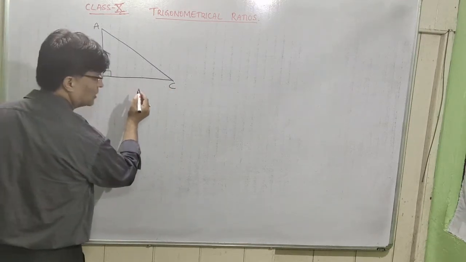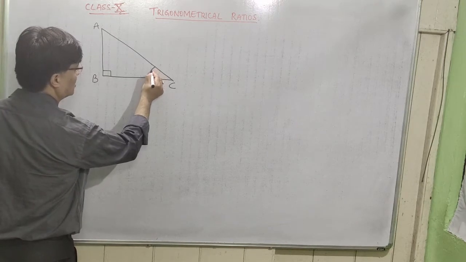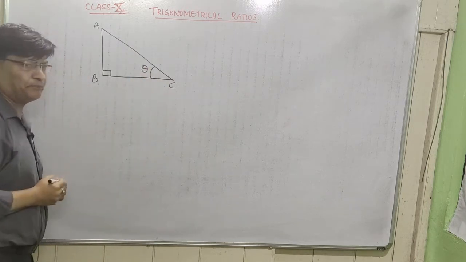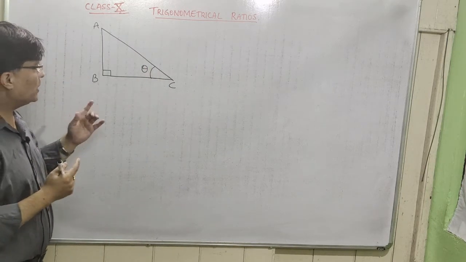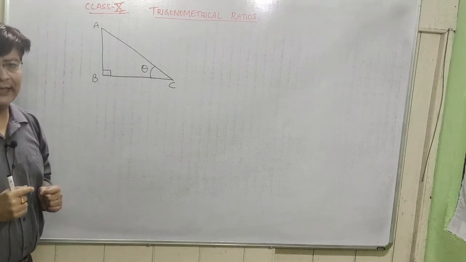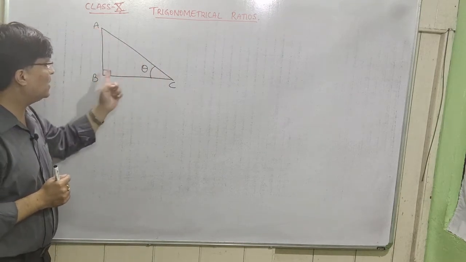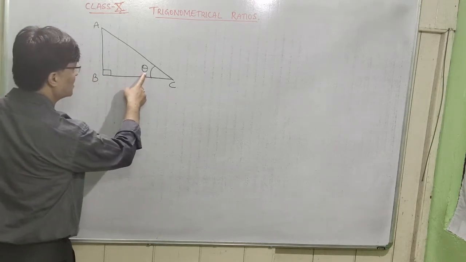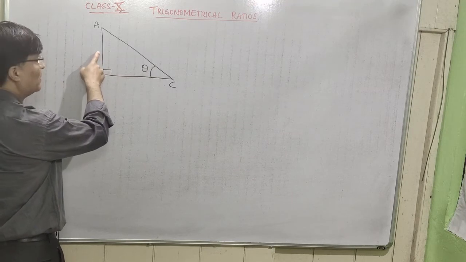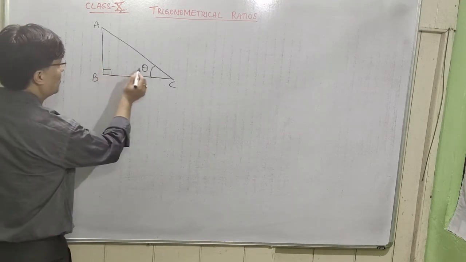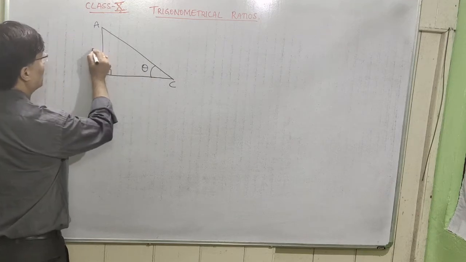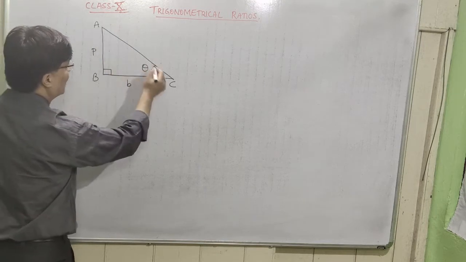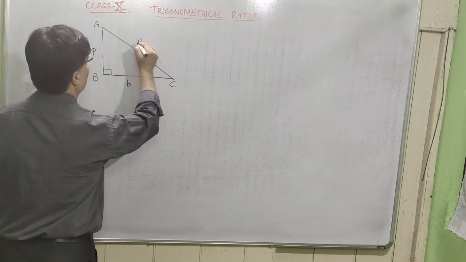Let us consider one of the angles. Let us consider this angle as theta. So if this angle theta is considered, that is angle ACB is equal to theta, then the side opposite to this angle will be the perpendicular. The side opposite to the angle considered will be the perpendicular. This one will be the base, and the longest side will be the hypotenuse. So you should know it.